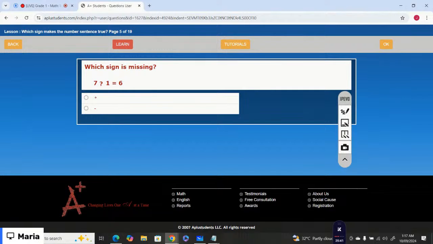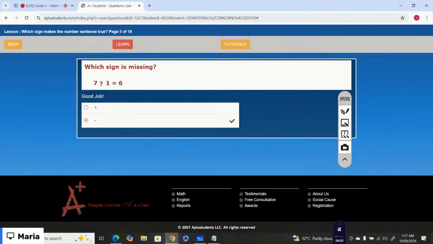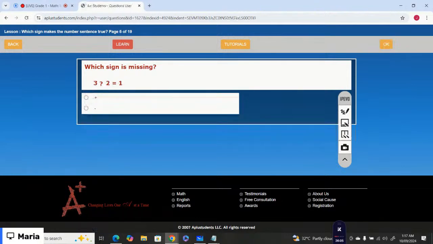Which sign is missing? Yes, you have to subtract. 7 take away 1 is 6. So you need to subtract. 7 minus 1 is 6.